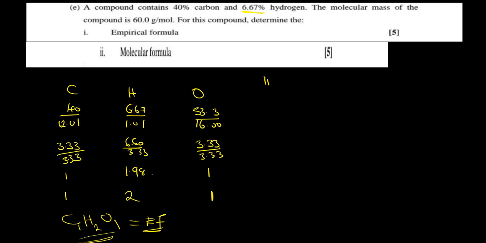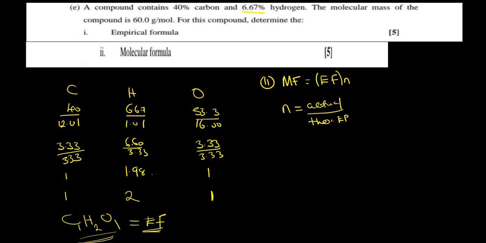So for the molecular formula, what you do is, the molecular formula is equal to the empirical formula times the number factor n. Now how do we get this n? The n will be gotten by saying the actual mass given in the formula over the theoretical mass of the empirical formula.